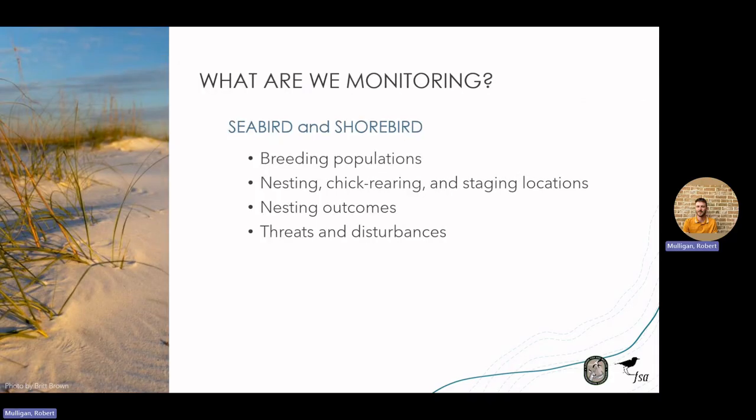The BBP provides instruction on how to monitor shorebird and seabird breeding populations. These are counts of adult breeding birds, nesting, chick rearing, and staging locations, nesting outcomes, so whether or not a nest was successful, and any threats or disturbances that may be present. This could be predation, anthropogenic causes, or anything else that threatens successful nesting.